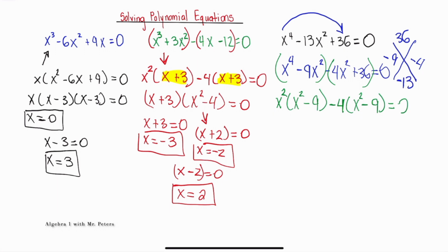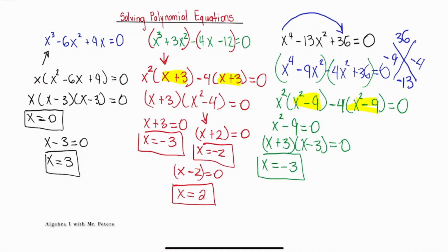minus 9 again. So now once we look at this, family, we're noticing that there's a lot going on. So number one, here goes our first difference of squares. So once we break this down, we have x squared minus 9 is equal to 0. This is going to break down as x plus 3 times x minus 3. So we know that our x factors are going to be negative 3 and positive 3.